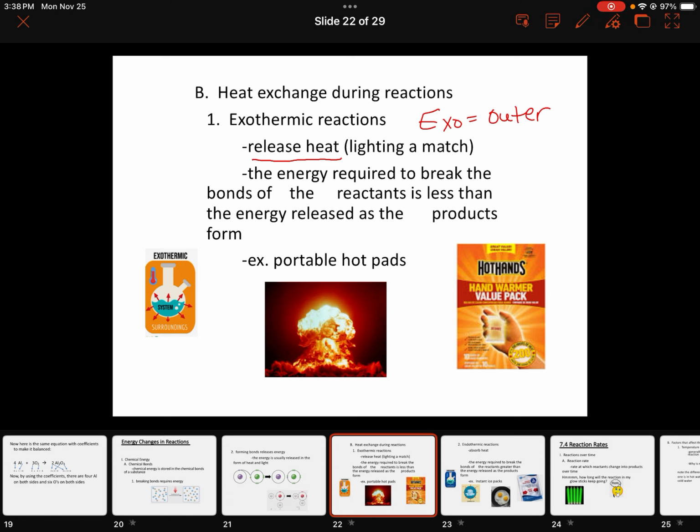So the energy required to break the bonds of the reactants is less than the energy released as the products form. Here, many of you have used these things, these portable hot pads. How many of you this time of year in the wintertime take them when you go skiing? You open them up, there's a chemical reaction that occurs in there, and that reaction releases heat. Luckily, it's releasing that heat really slowly. It's not like a match or a campfire where it's huge quantities of heat, because then you'd get burned. This is an exothermic reaction that slowly releases heat.